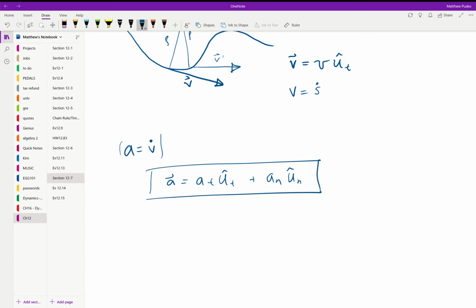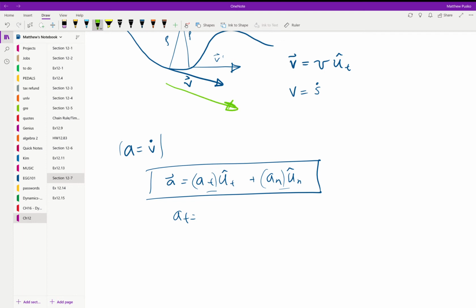Alright, here's the trick. So this is a magnitude or a number right there, just multiplied by the direction, a number multiplied by the direction. The acceleration in the tangential direction is literally how fast you're speeding up.